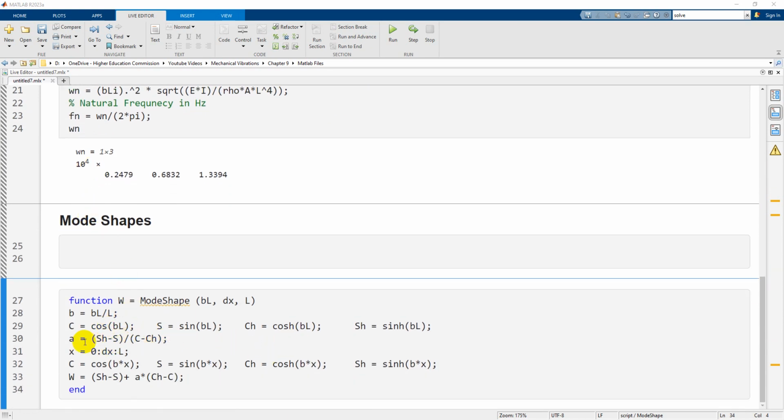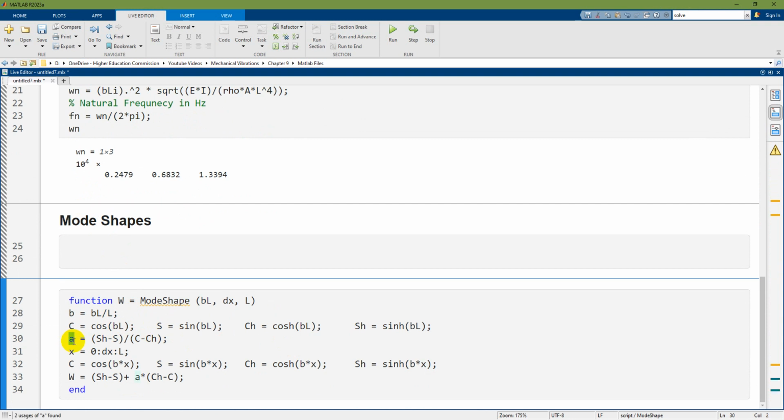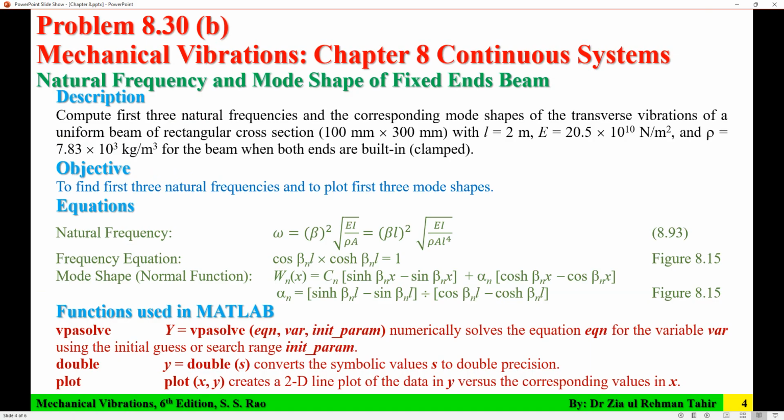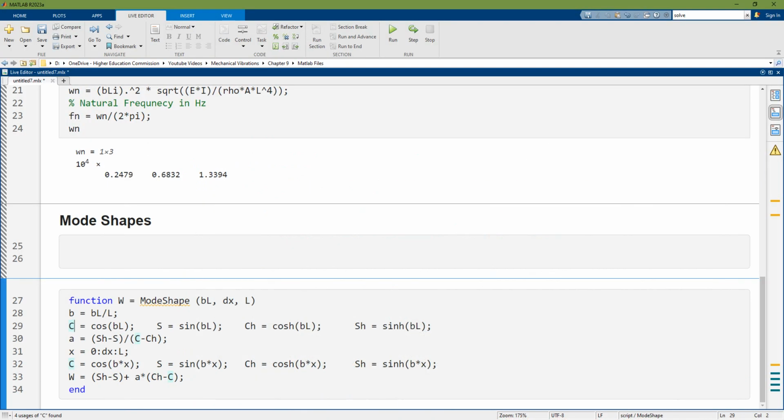And then I first find alpha, and alpha is written as A. For simplicity, I use cosine of BL as C, sine of BL as S, cosine hyperbolic of BL as CH, and sine hyperbolic as SH, and then that is the alpha, which is sine hyperbolic minus sine over cosine hyperbolic minus cosine. So that is sine hyperbolic minus sine over cosine minus cosine hyperbolic of BL. So that alpha I calculated there, and then I need to find C.